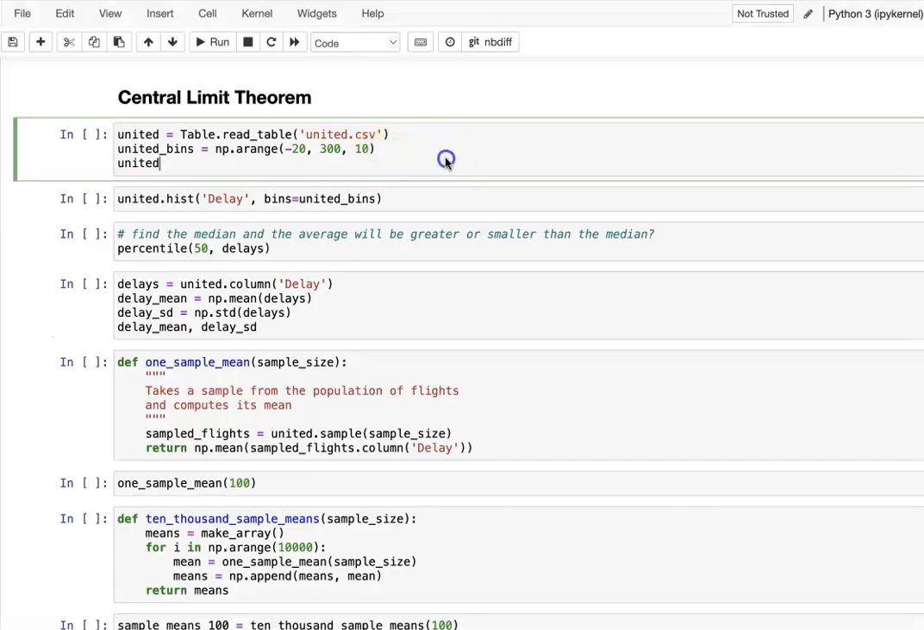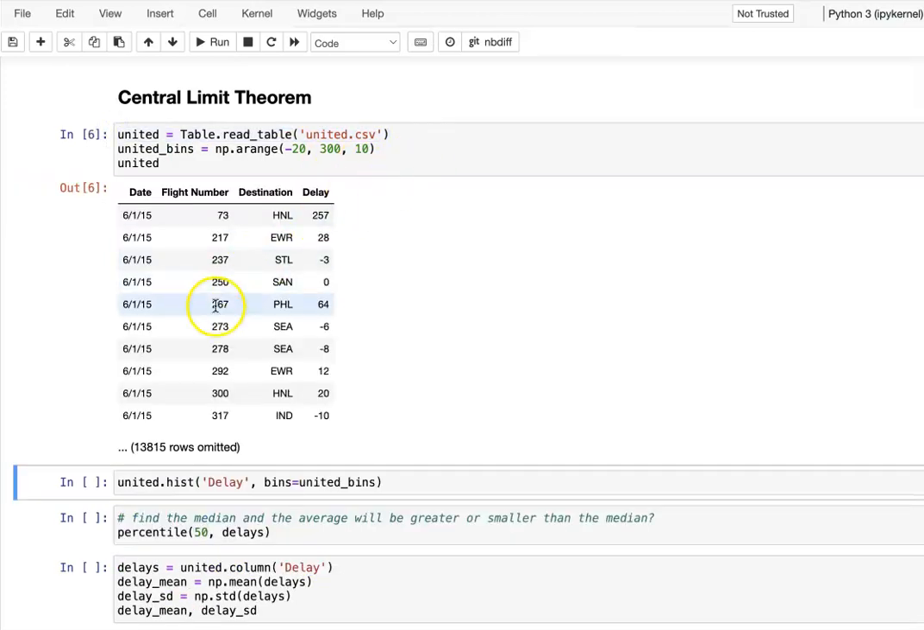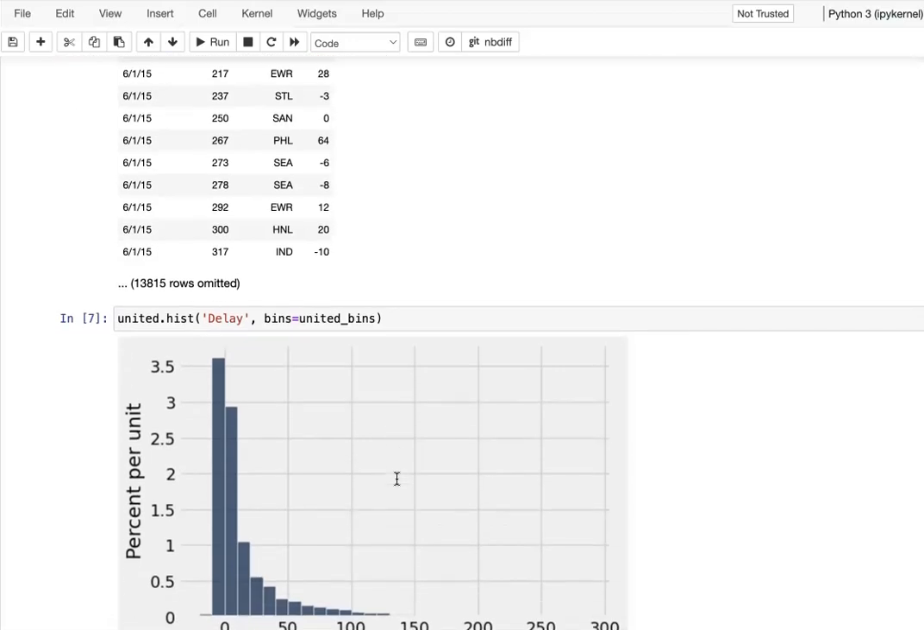So back to our demonstration. We go back to see our United flight information. Remember in the previous lectures, we used the United table. It contains almost 14,000 flights from the summer of 2015. So then we try to find the delay data from this big data. Then you see the histogram of the delay.